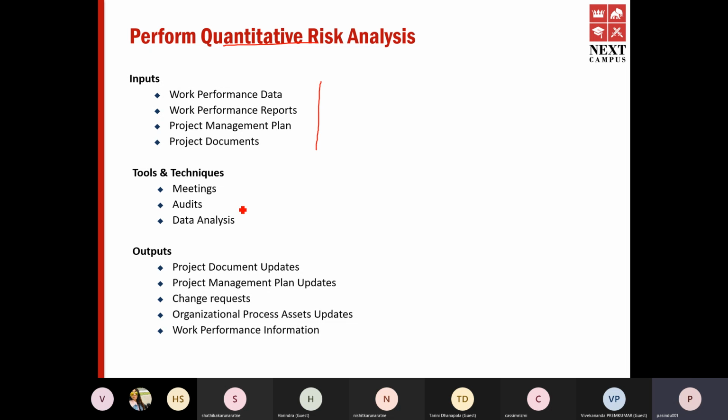Outputs, you have project document updates, project management plan updates. You might get change requests because when you monitor, you might realize, okay, this mitigation strategy has not worked as I wanted it to work. Because of that, you might need to initiate a new change request. So change request becomes an output of monitoring risks. You have work performance information and organizational process asset updates.